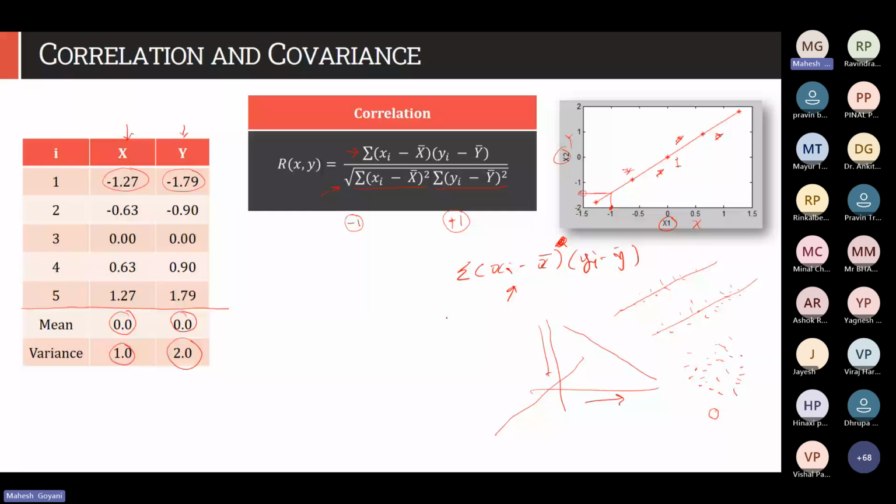Let me give one simple example. Suppose the y-axis represents grade, and the x-axis indicates reading hours. As reading hours increase, there are chances that the grade will also increase for any student. So we can say that they are positively correlated. As x increases, y will also increase.